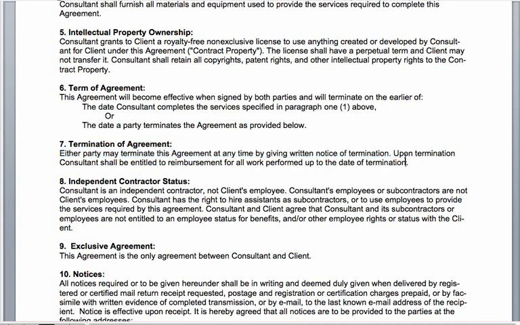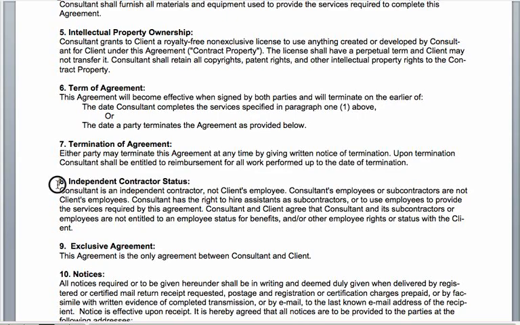And you also should include in here this clause that you will be entitled to reimbursement for all work performed up to the date of termination. Otherwise, the client may claim that they don't owe you for the work that you performed because they terminated the agreement before paying you. So you don't want that. So do include this or a similar clause to ensure that you are entitled to all work that you performed.